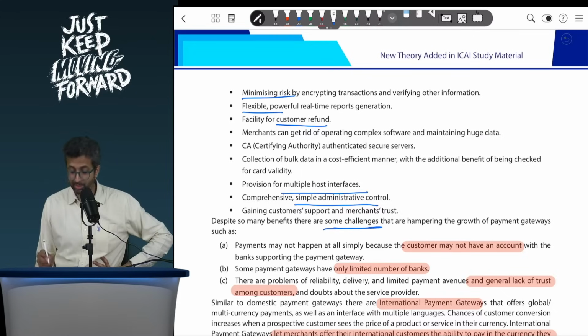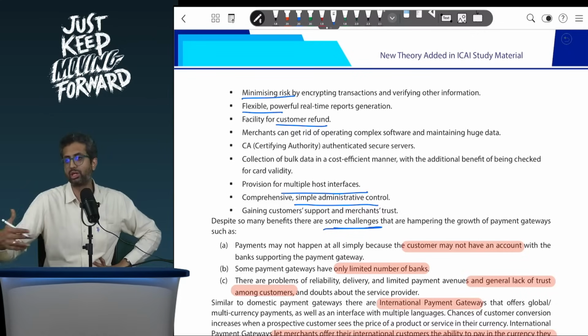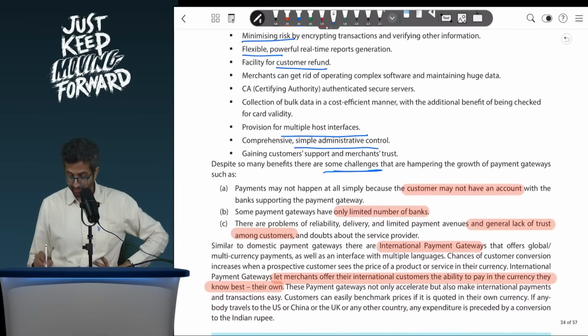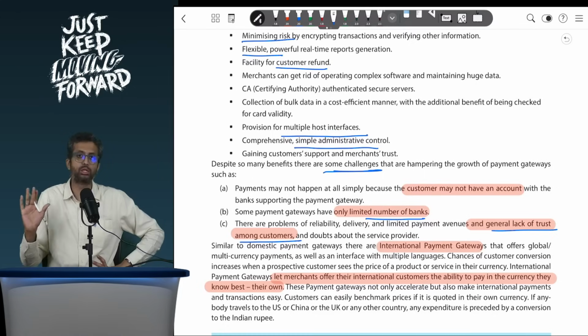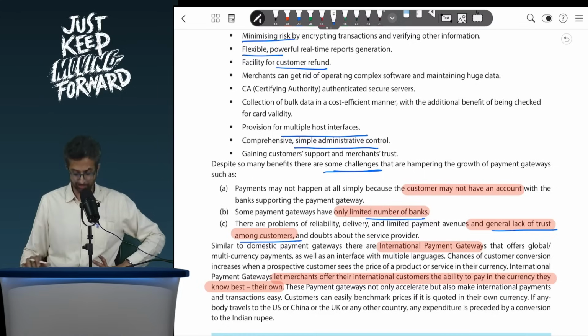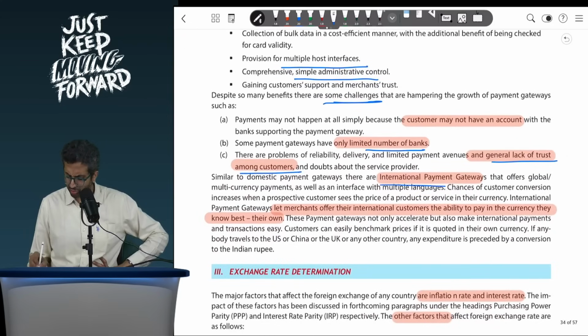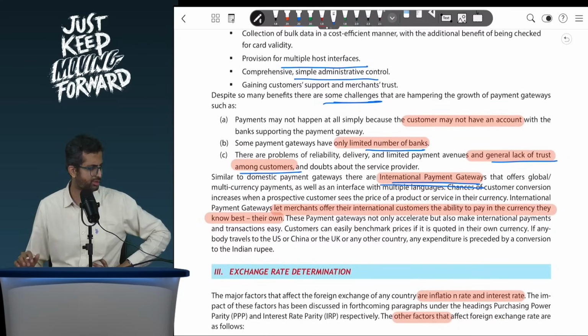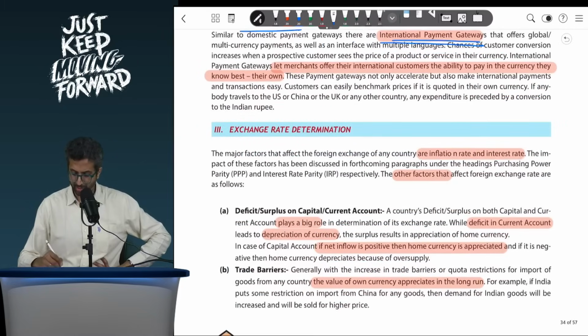There are some challenges, because if the customer does not have a bank account, then making a payment through a payment gateway may not be possible. There may be limited banks which are hosted on the platform. There may be a general lack of trust among customers, and hence they may be reluctant to participate on the platform, etc. There are also some international payment gateways, as we discussed, which can help in international transactions. Okay, so this is regarding payment gateways.